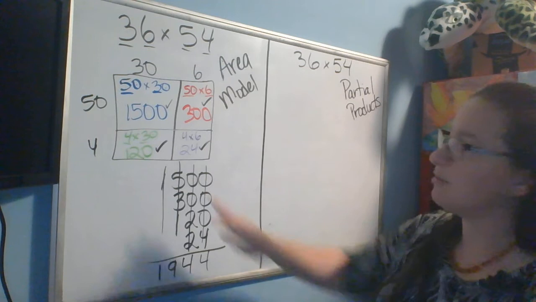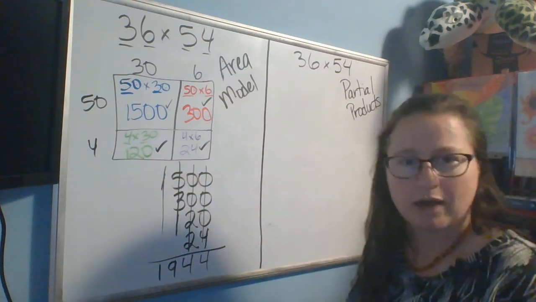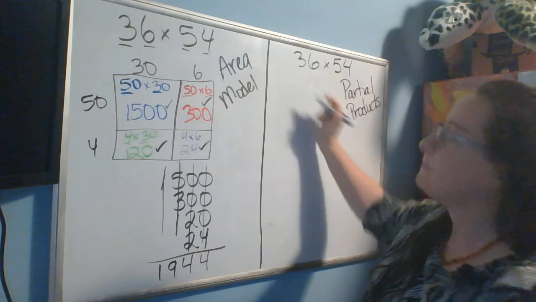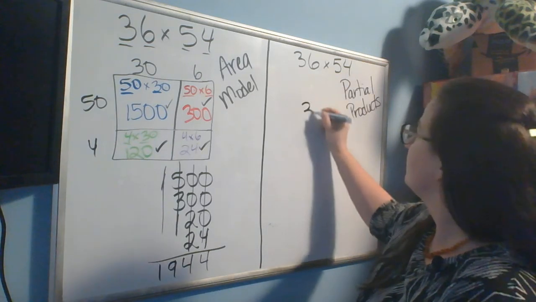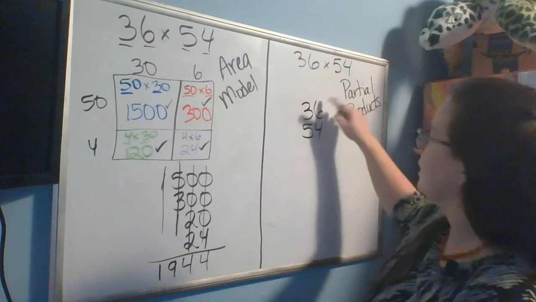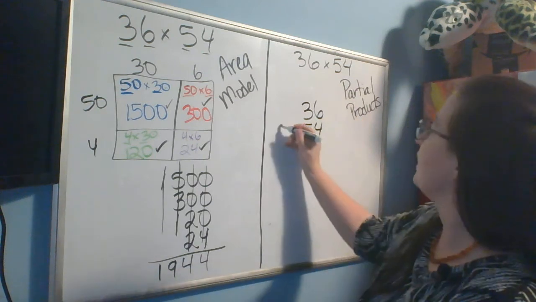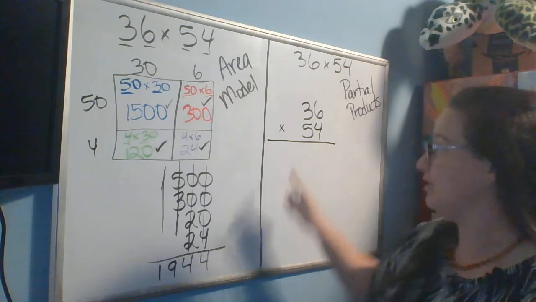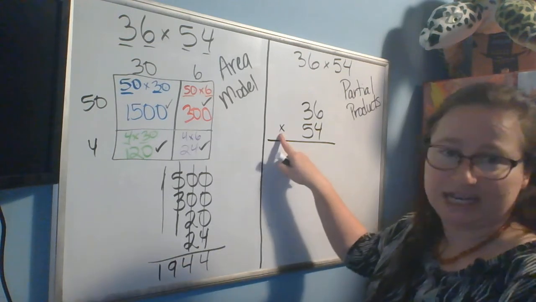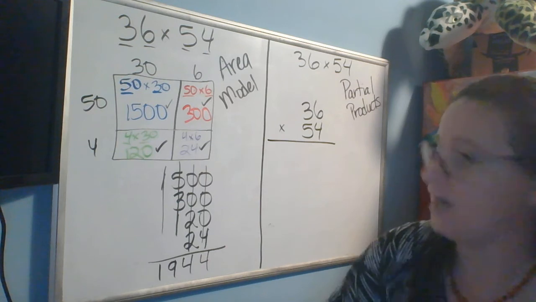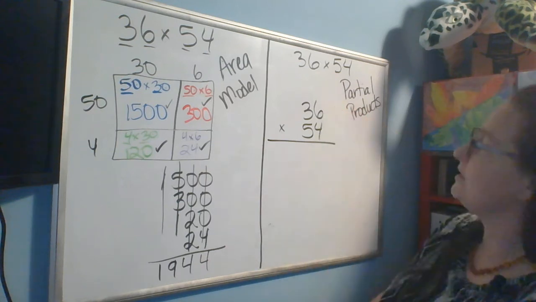I'm going to start by setting up my problem, and let me show you how I do that with partial products. When I do partial products, I write my two numbers right on top of each other, and I line up the ones place. I'm just going to set it up just like this. It almost looks like I'm going to add them, but I have my multiplication sign here to remind me that I'm not.